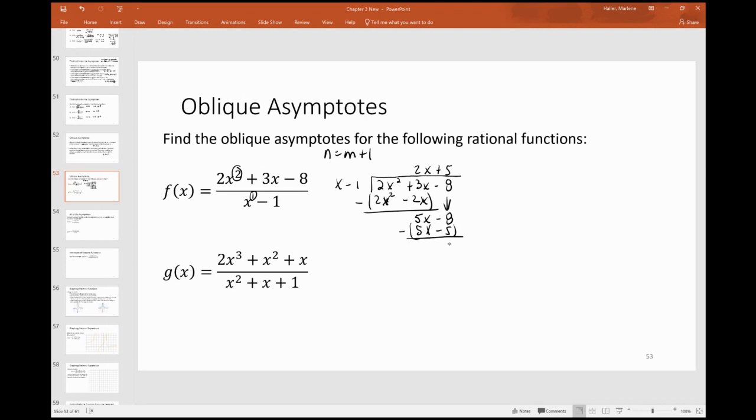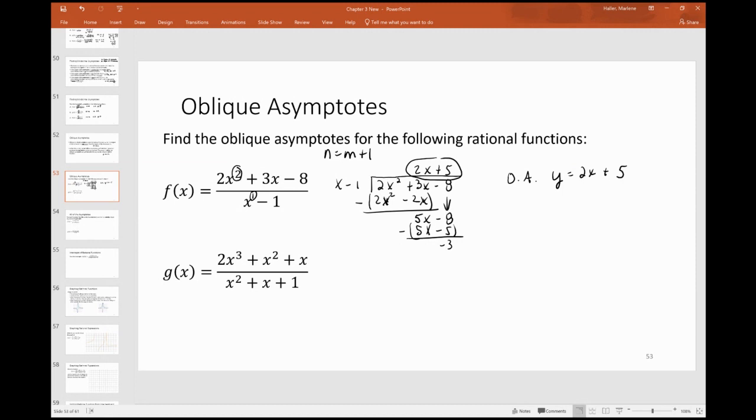Okay, and this does not evenly divide. Is that going to matter? We have a remainder here of negative 3. It does not matter. We don't care at all about the remainders. All we care about here is the quotient. So this oblique asymptote is going to occur at y equals 2x plus 5.